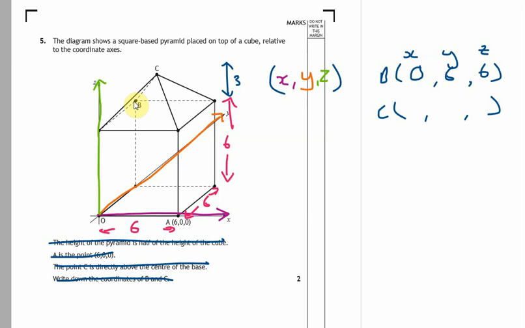So 0, 6, 6, that would be worth 1 mark. There's not really a lot of wiggle room with these. You get it right, you get it wrong, unfortunately. And the other one was point C. So where's point C? Point C is right in the middle.